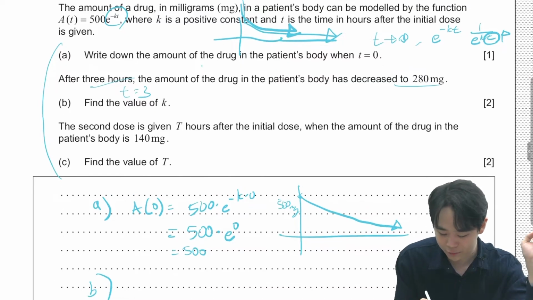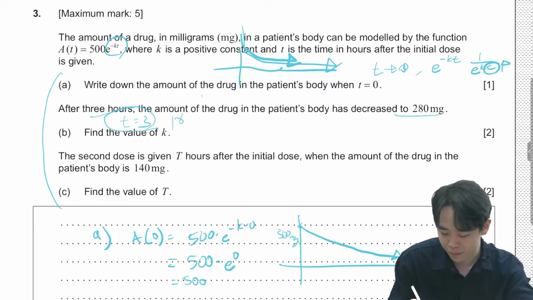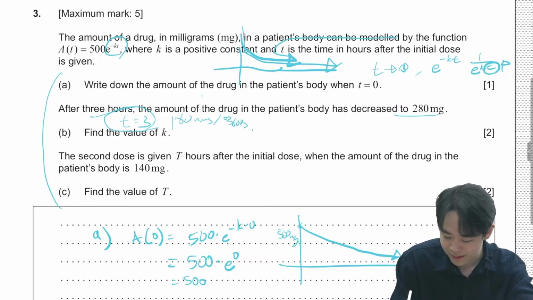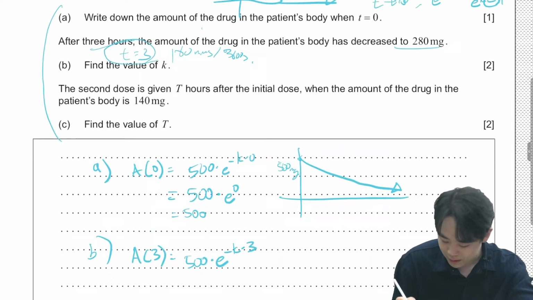Okay, so let's just check if we can use t equals 3, because other times we might have to convert this to either minutes or seconds, right? But it says t is a time in hours, so thankfully we can just write A(3). So A(3) is going to be 500 times e to the power of minus k times 3. This is said to be 280. So we solve for k.